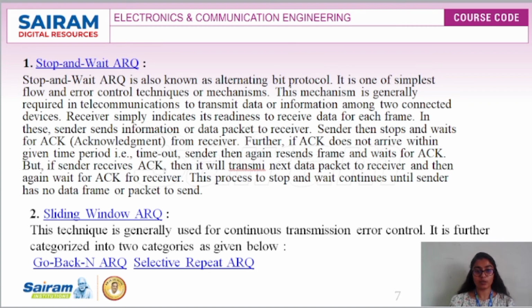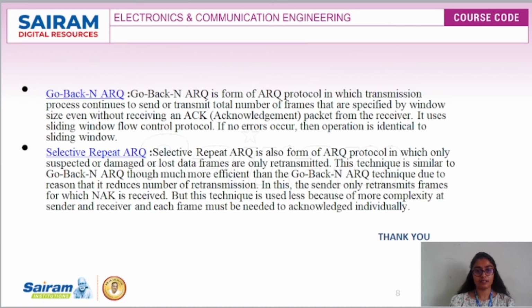Second one, sliding window ARQ. This is used for continuous transmission error control. It is further classified into go back N ARQ and selective repeat ARQ. Here, go back N ARQ is a form of ARQ protocol in which the transmission process continues to send or transmit the total number of frames that are specified by the window size even without receiving an acknowledgement packet from the receiver. It uses the sliding window flow control protocol. If no error occurs, then the operation is identical to sliding window.